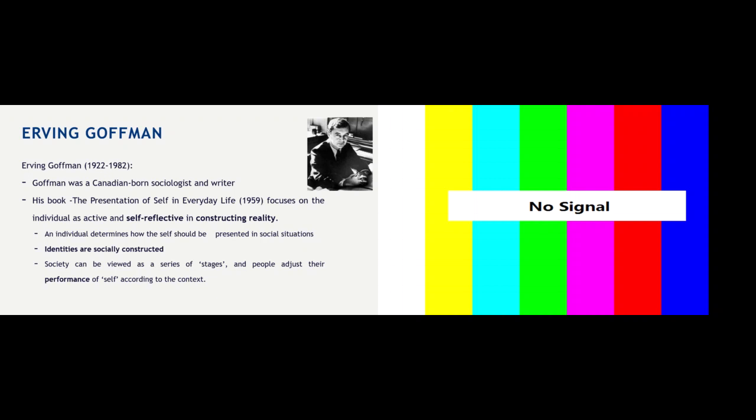And so he argued that, through this, because we look at our audience and tailor the way in which we act to them and to what we know of them, our identities are socially constructed. They're constructed by the information that we get from a particular environment.